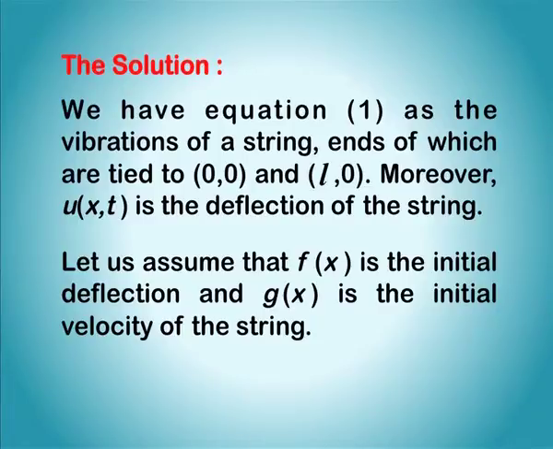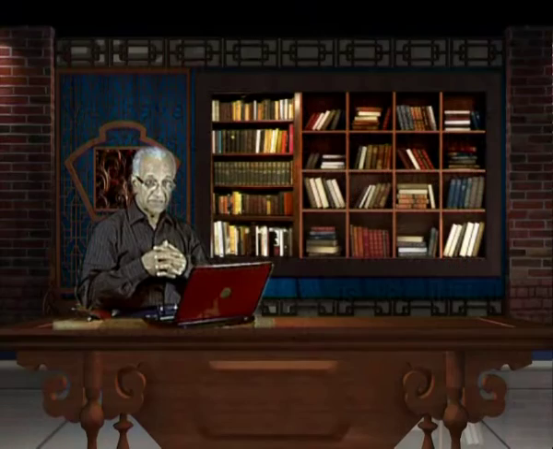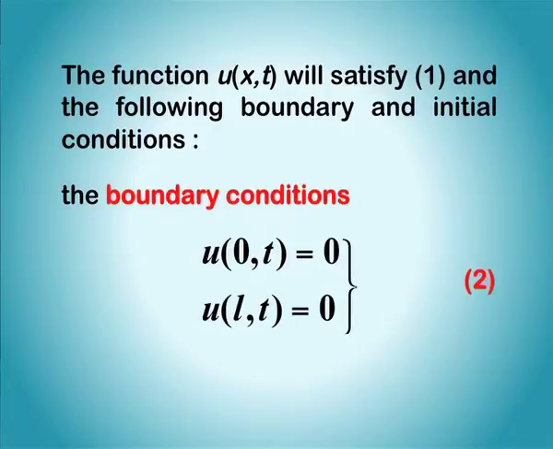Let us assume that f(x) is the initial deflection and g(x) is the initial velocity of the string. Initial velocity and initial deflection are two different entities, but they play almost a similar role while we will be solving it. The function u(x,t) will satisfy the equation 1 and the following boundary and initial conditions will be imposed on them. The boundary conditions are given as this. The function u(0,t) is 0, u(L,t) is 0, L is the length that defined earlier, that is the equation 2.